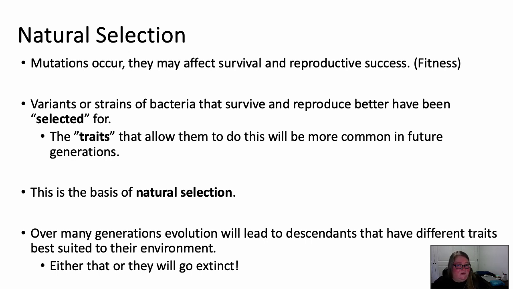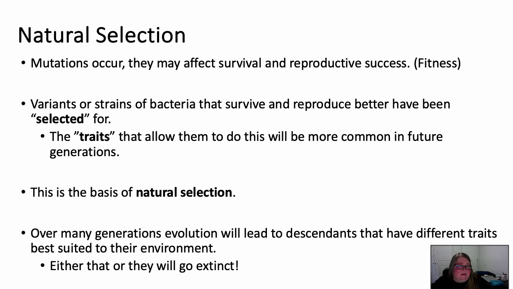This is an example of fitness, where your genes allow you to survive and reproduce better. When that change came with the Industrial Revolution, the environmental effect of the Industrial Revolution selected for the pepper moth with the black wings. They were able to survive and reproduce better. In bacteria, there are going to be variants or strains that are going to be able to do the same thing. When they're selected for, they're going to be the ones that survive and reproduce.